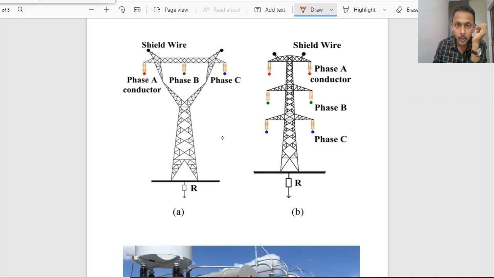This is a single circuit tower where you have only 3 conductors. You can observe phase A, phase B, and phase C, or R phase, Y phase, and B phase, RYB. This is a single circuit tower, single circuit line. But you can observe such kind of towers also, which is called a double circuit, where you have 6 conductors.